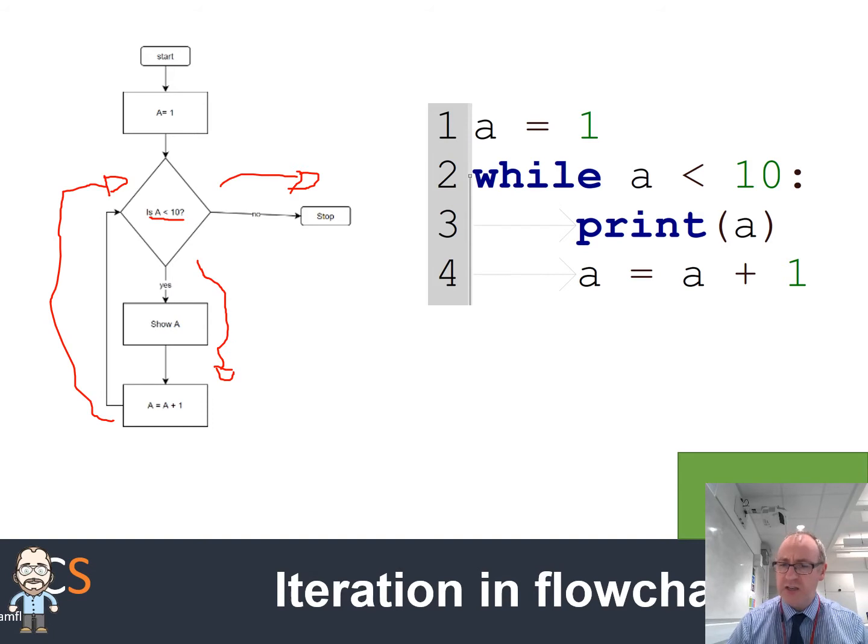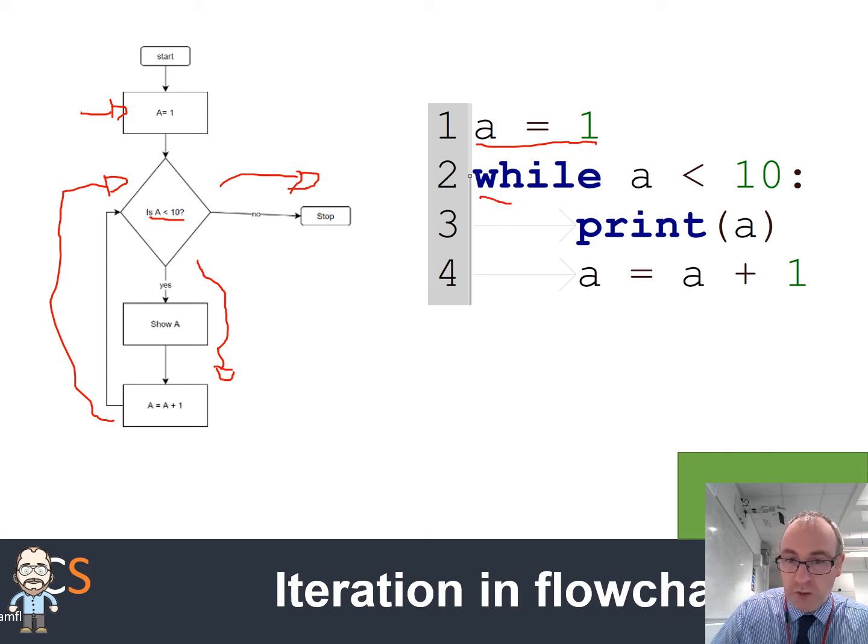So how does it get turned into code? Well, we take each box one at a time. So the first box says a equals 1. Well, the first line of my code says a equals 1. Okay. The second one is a diamond. Now, normally we'd write a diamond as an if statement. However, because it's got this loop back on itself, okay, that's how I know it's not an if statement. It's going to be a while.